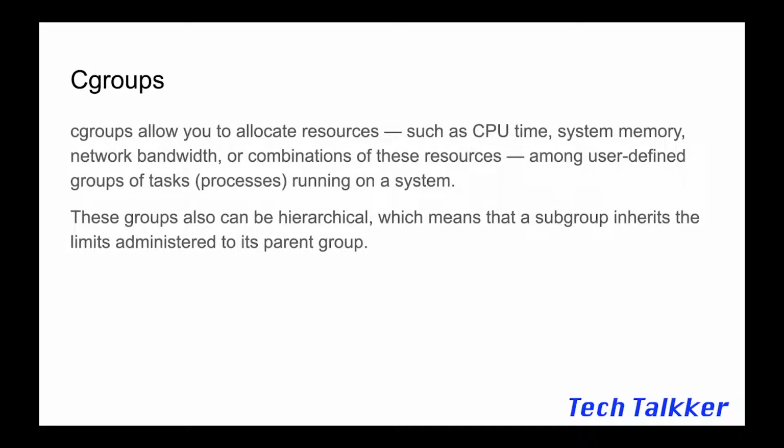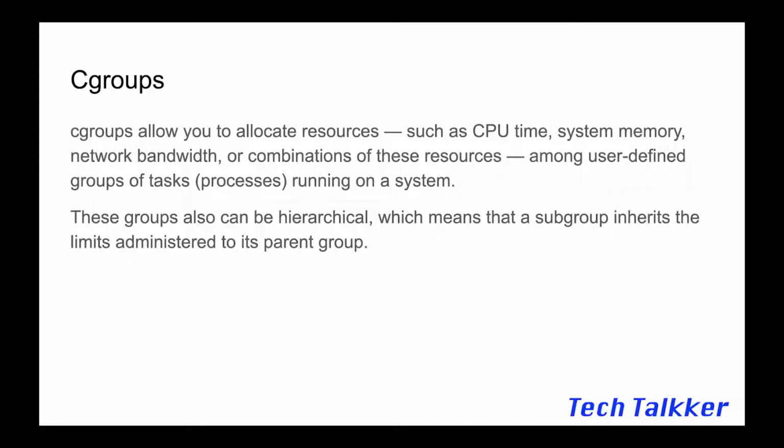Moving on to Cgroups. What are Cgroups? Cgroups allow you to allocate resources such as CPU time, system memory, network bandwidth, or a combination of these resources among user-defined groups of tasks running on a system. So we have multiple process namespaces, right? Let's say we have 5 containers running on a machine and we have 5 process namespaces for them. Now we want to limit the amount of CPU and memory and the network bandwidth and the disk IO that each container is given. So that is possible using something called Cgroups.